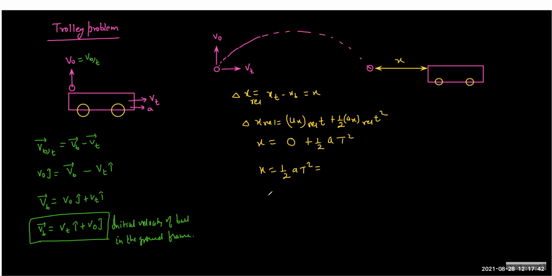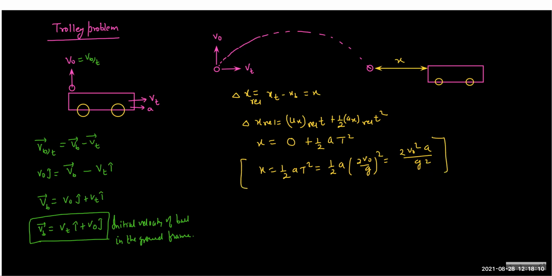And finding t is very easy. We know the time of flight. It will just go up and come down, just like the vertical motion. So the time of flight is definitely 2 v naught by g. That's it. So what we're getting is 2 v naught square a by g square. Now this is the answer for the relative separation.